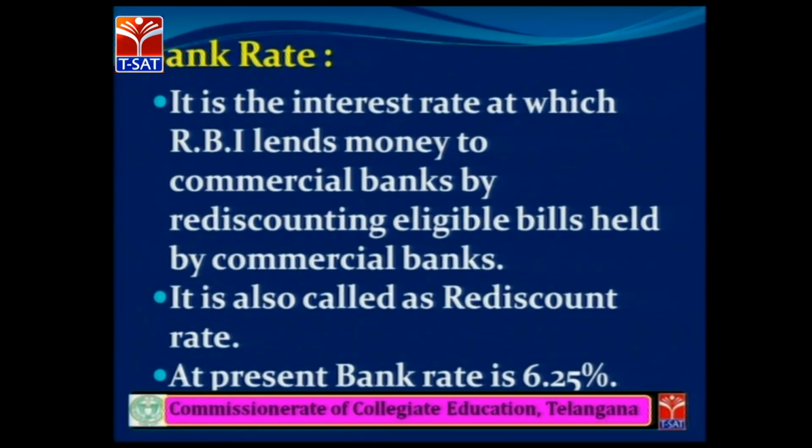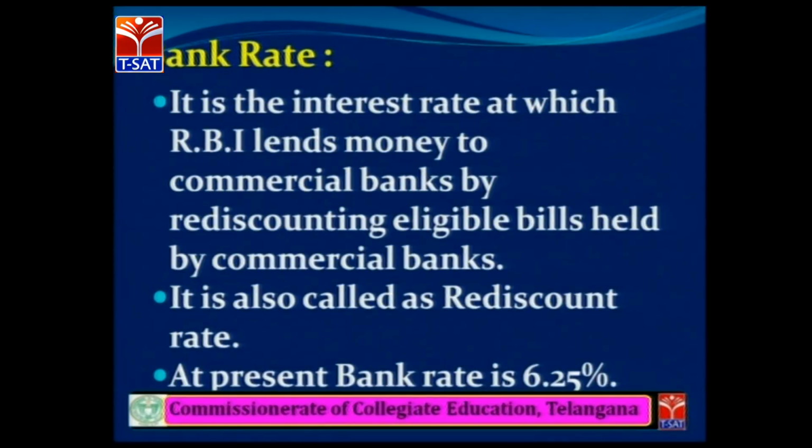Now, bank rate. What is bank rate? Bank rate is the interest rate at which RBI lends money to commercial banks by rediscounting eligible bills held by the commercial banks. Simply, during a shortage of funds, commercial banks borrow money from RBI. The rate of interest at which the RBI lends money to those commercial banks by rediscounting its eligible bills is called the bank rate. As it is rediscounting those eligible bills, the bank rate can also be called the rediscount rate. At present, the bank rate of RBI is 6.25%. That means the interest which the commercial banks have to pay the RBI when they borrow money from RBI is 6.25%.